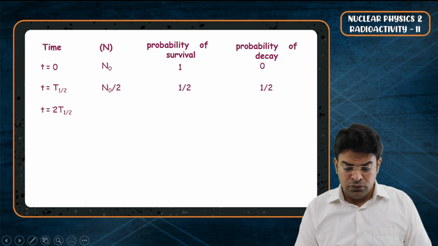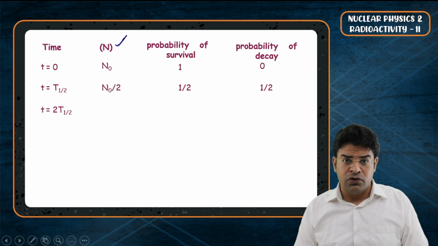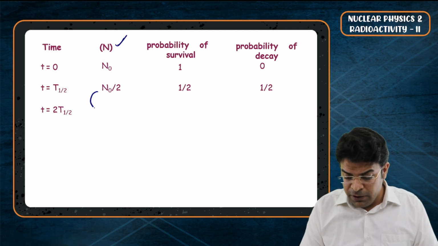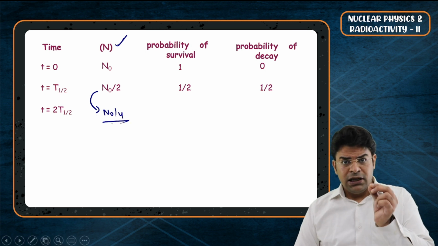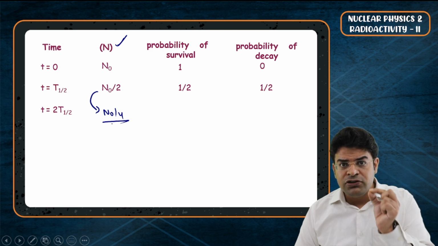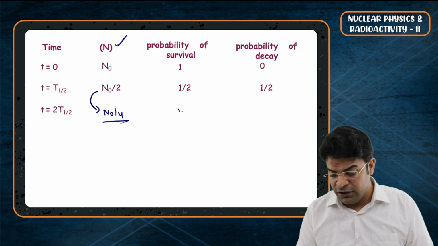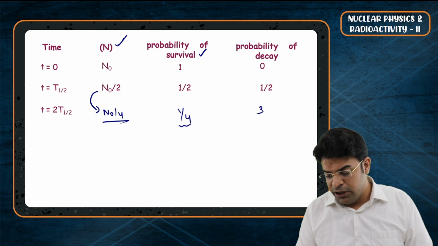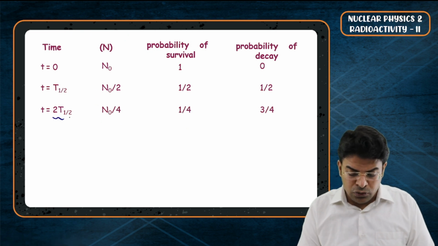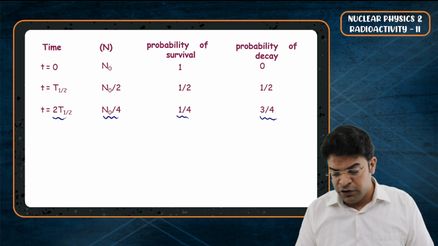At time equals 2t half, how many active nuclei will you have? You will say, sir, the number of active nuclei after 2 half-lives will be half of n0 by 2, that will be n0 by 4. Since the number of active nuclei we still have is 1/4 of the original, only 1/4 of the original has survived and 3/4 has decayed. So the probability of survival of a particular nucleus will be 1/4 and the probability of decay will be 3/4. So at time equals 2t half, the number of active nuclei will be n0 by 4, probability of survival 1 by 4, probability of decay 3/4.